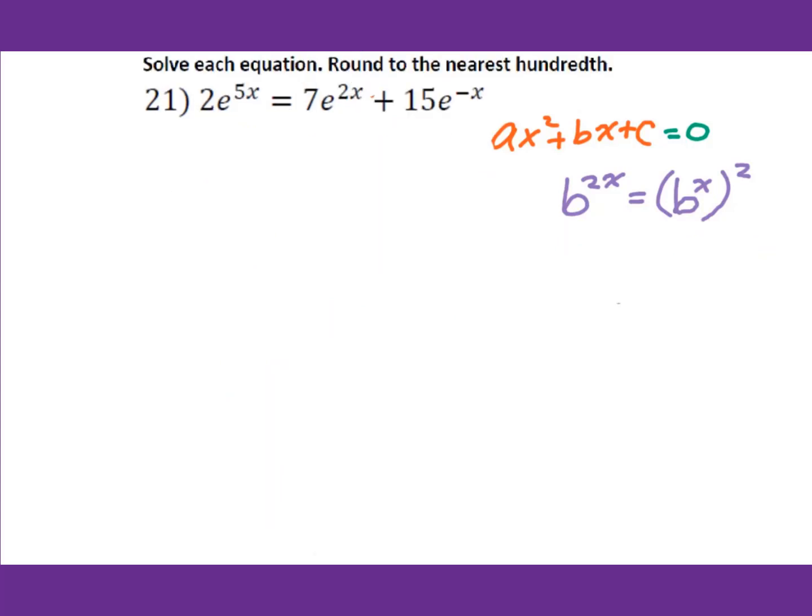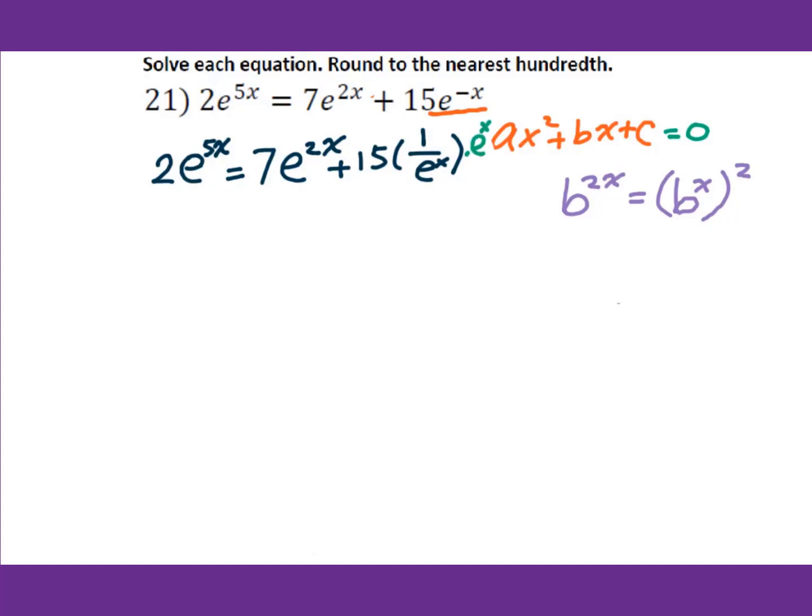Now let's go to the last question. First of all, you have to handle e to the negative x power. Therefore, I rewrite the question: 2e to the 5x power equals 7e to the 2x power plus 15. Then we write down 1/e to the x power. Therefore, we want to get rid of this e to the x power. We multiply by e to the x power for every term.